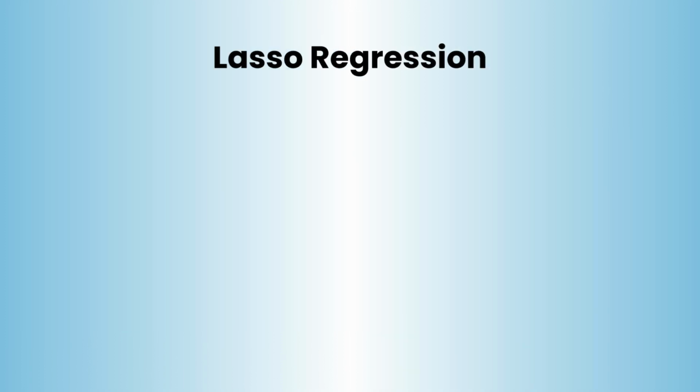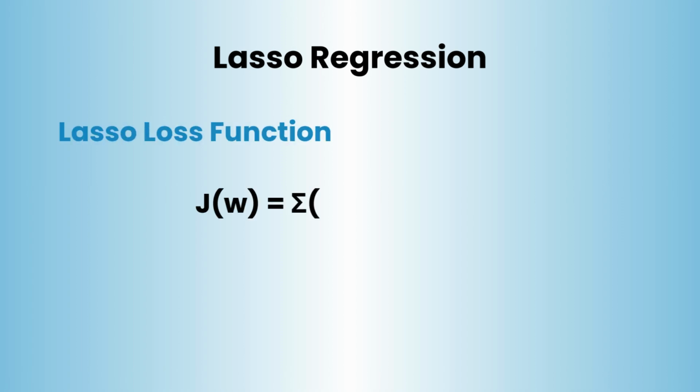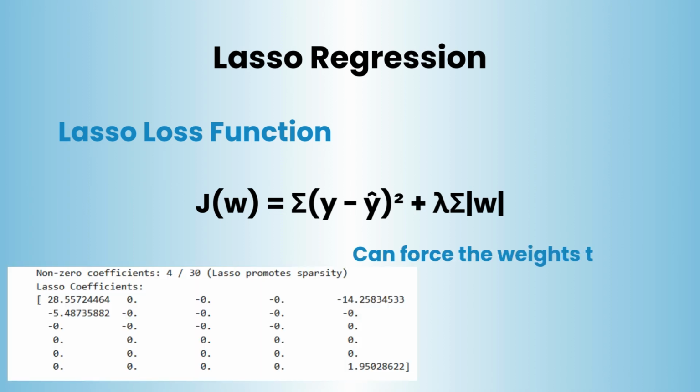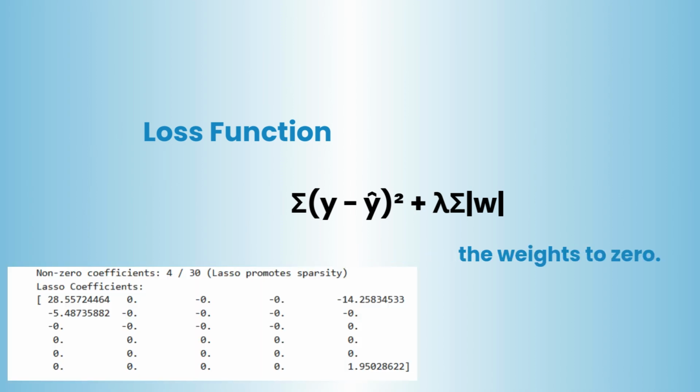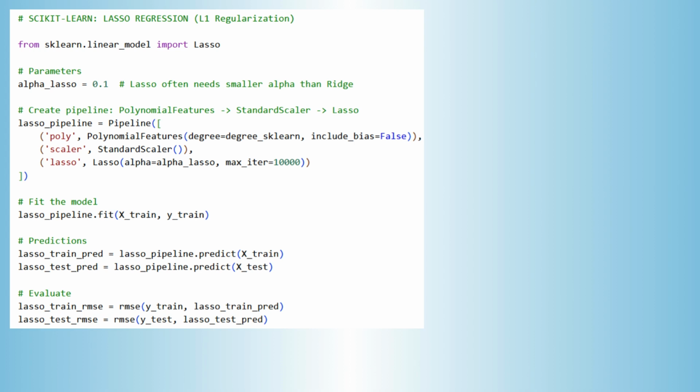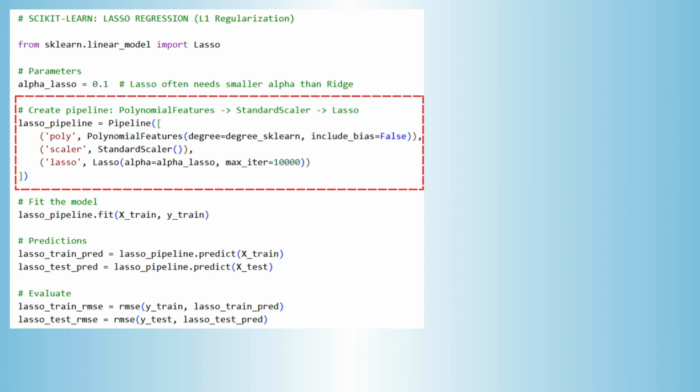But there is another method, Lasso regression. Here, we penalize the absolute value of the weights instead of the squared values we did for the ridge regression. Because of the sharp geometry of the absolute value, Lasso has a unique superpower. It can force the weights to become exactly 0. However, because the absolute value function has a sharp corner at 0, we cannot take a simple derivative like we did with the ridge regression. There is no simple matrix formula. So, we rely on Scikit-Learn's iterative solver for now.